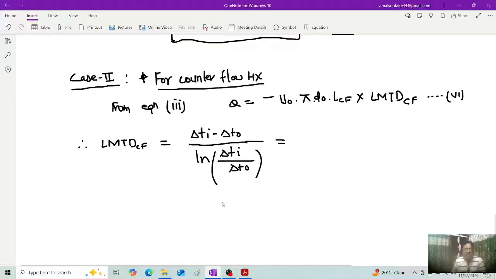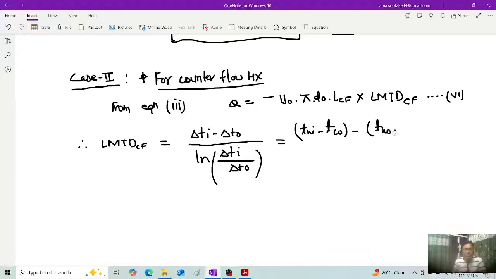So delta Ti will be Thi minus Tco minus Tho minus Tci divided by log of Thi minus Tco divided by Tho minus Tci.